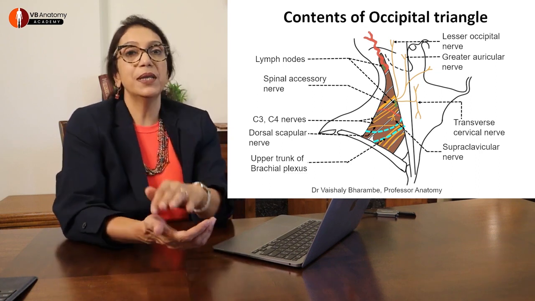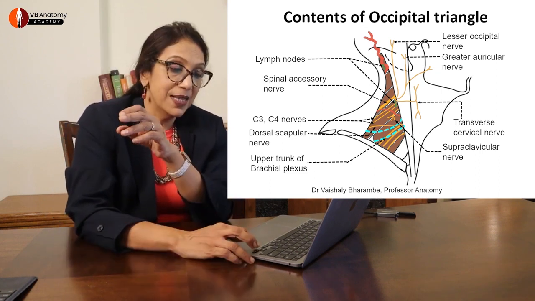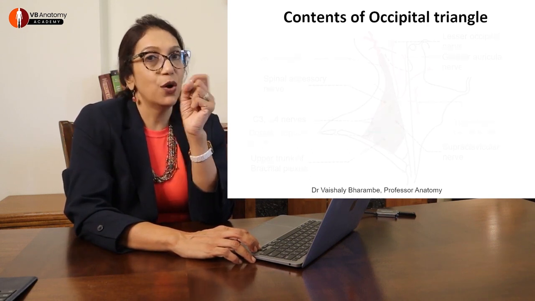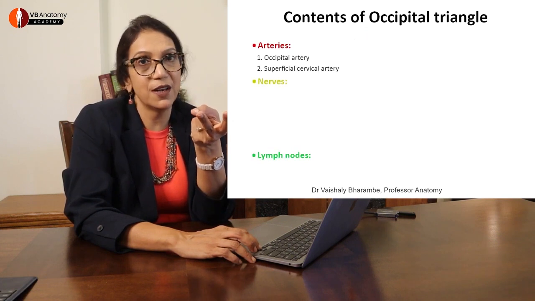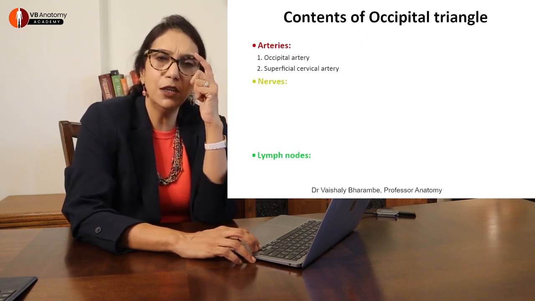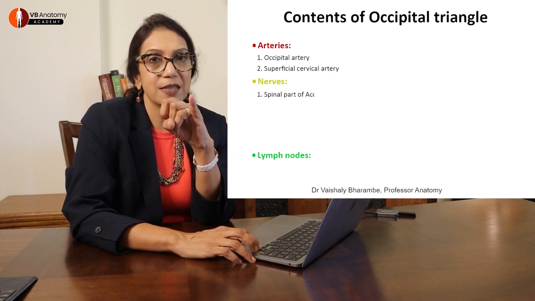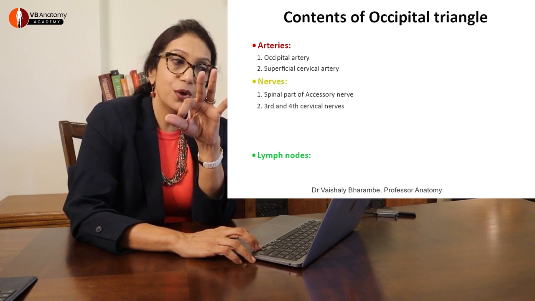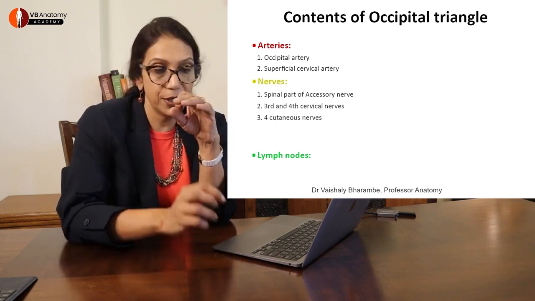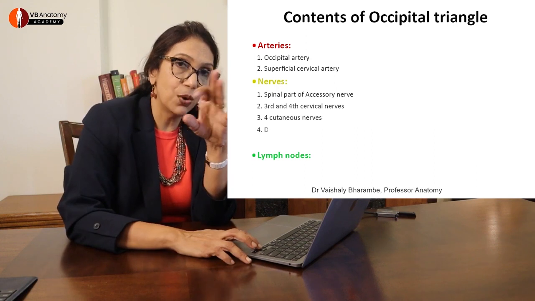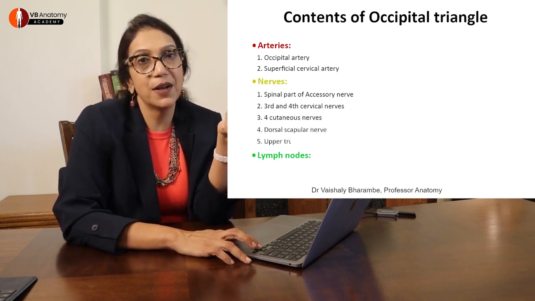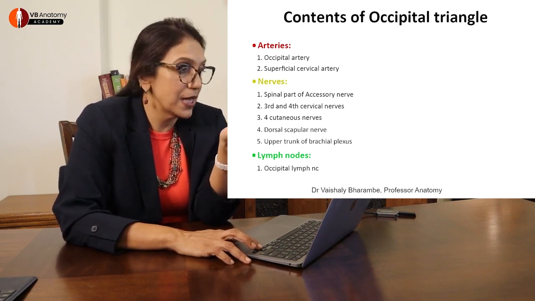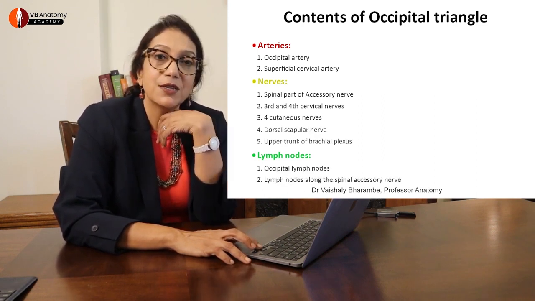So let's see if you remember the contents, dear students. This time you remember we're going to group them together. Which arteries? Occipital artery, superficial cervical artery. Which nerves? Which is the nerve you're supposed to remember? Spinal accessory. What accompanies it? Third and fourth cervical nerves. What are the four cutaneous nerves? 1, 2, 3, 4. You already know that. And finally, dorsal scapular nerve and upper trunk of brachial plexus. Which lymph nodes? Occipital lymph nodes and lymph nodes along the spinal accessory nerve.